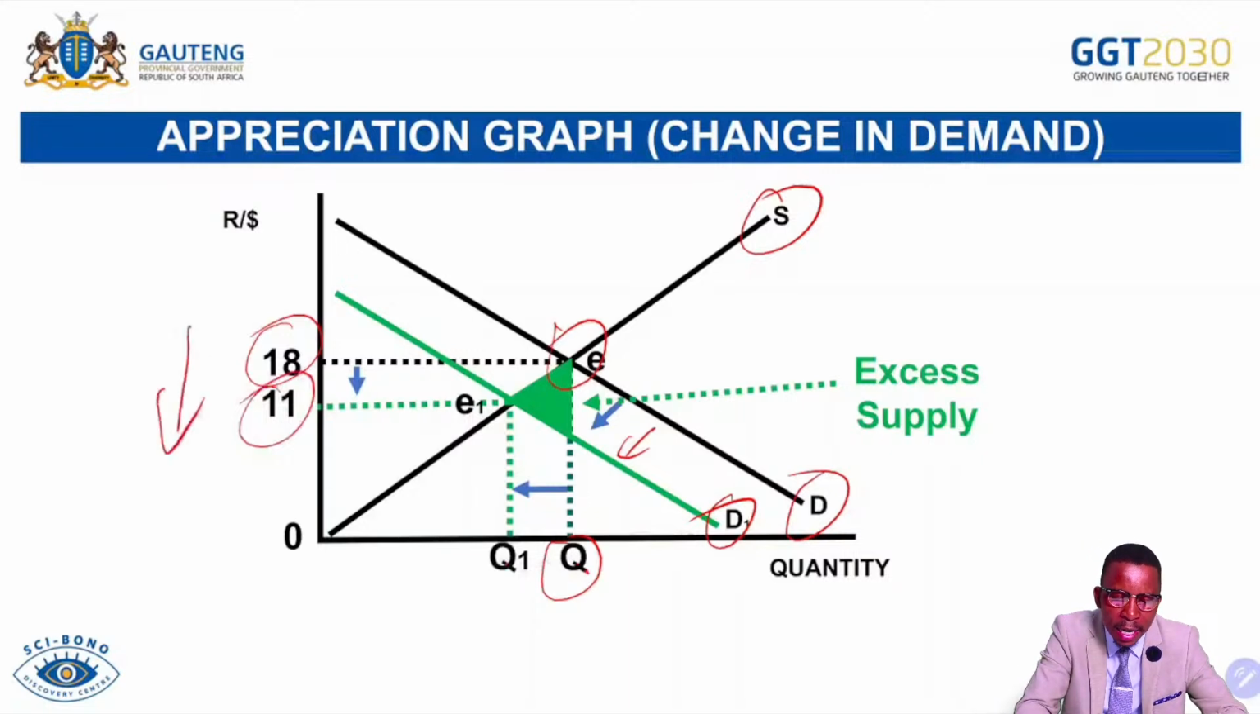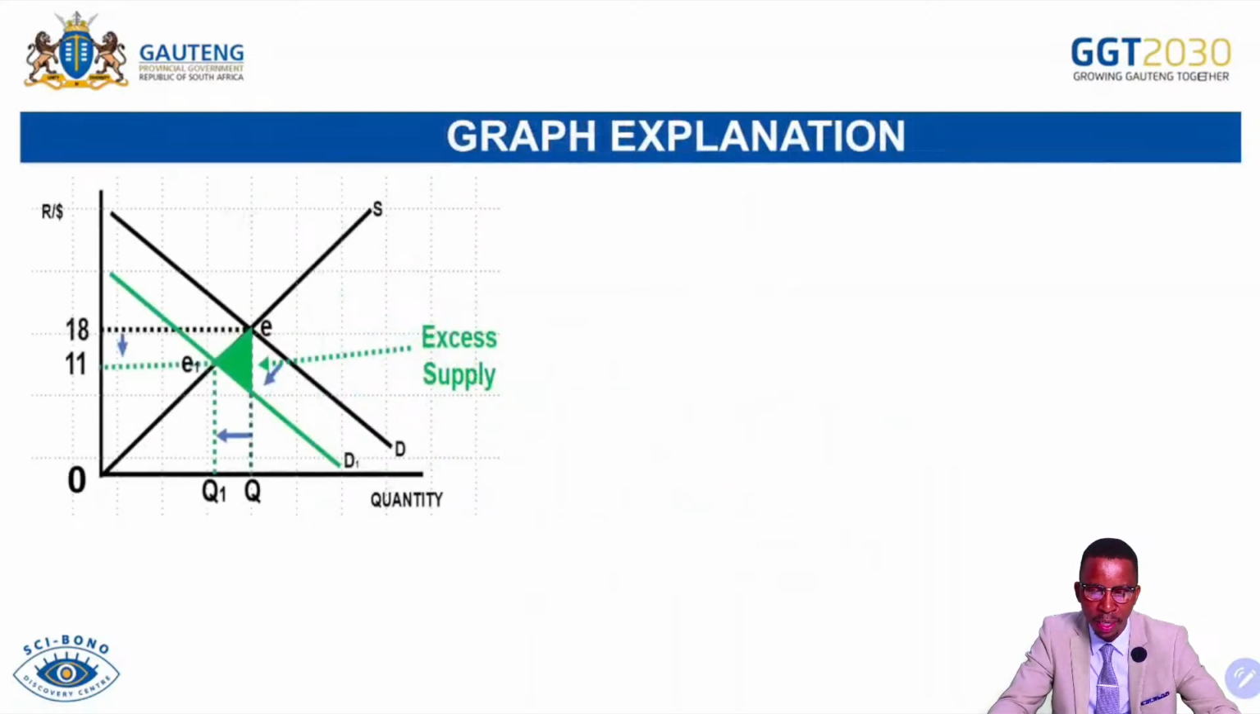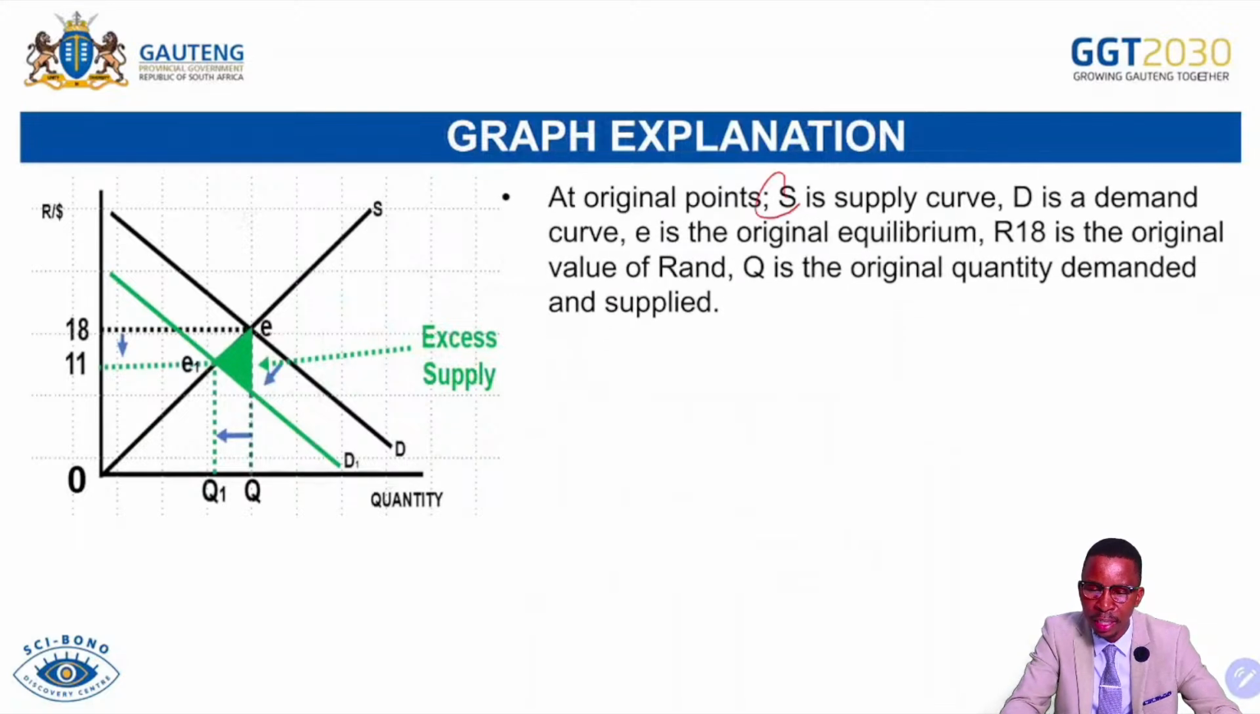This is known as an appreciation because our currency, the rand, has gained strength. We can afford more US dollars by paying a lesser amount of money. We call this appreciation. Remember, an indirect approach is used. So let's explain the graph. This is the original point that has been explained, with the original supply curve and the original demand curve. At the equilibrium, we are paying 18 rand to afford a single dollar at Q, and then the supply remains constant, but the demand is declining.